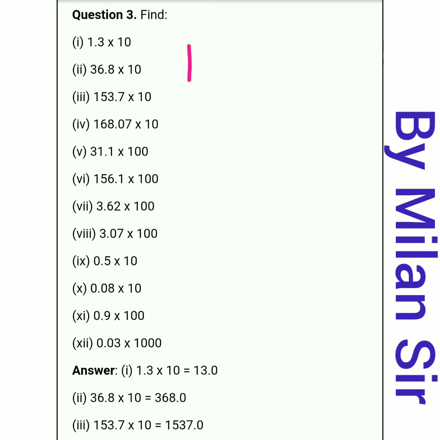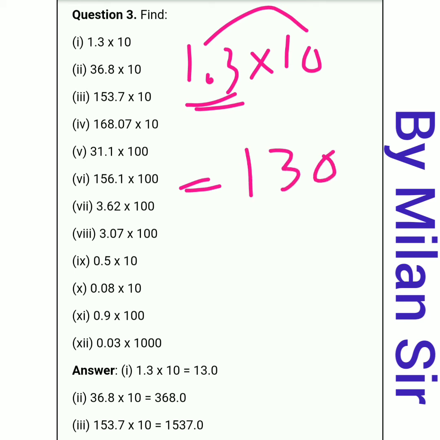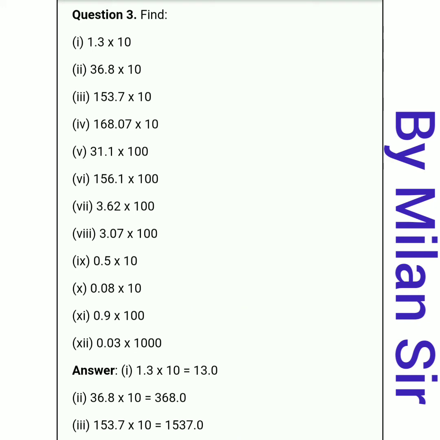Second method, 1.3 multiply 10. Directly just ignore the decimal point and do the multiplication process. So 13 into 10 is 130. Here in the question before one digit we have the decimal point, so the same thing we need to do in the answer. Before one digit we need to put the decimal point, so our answer is 13.0, it means 13 only.